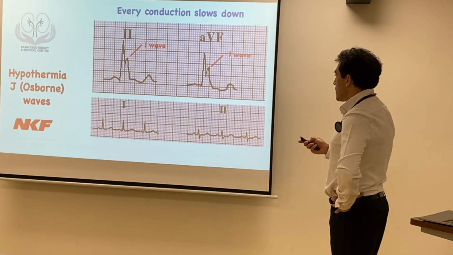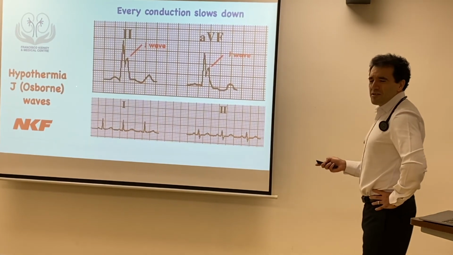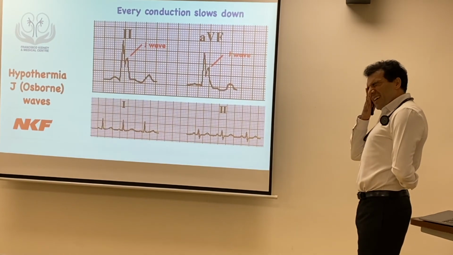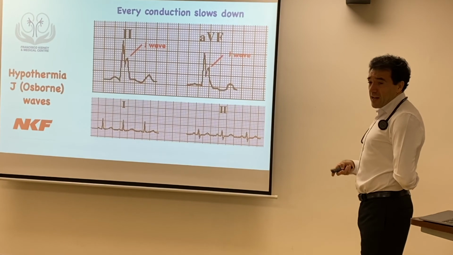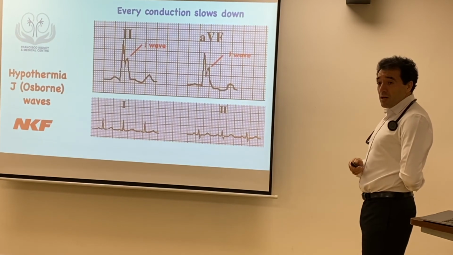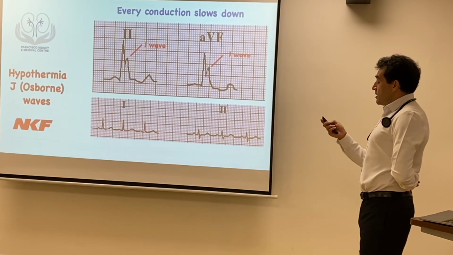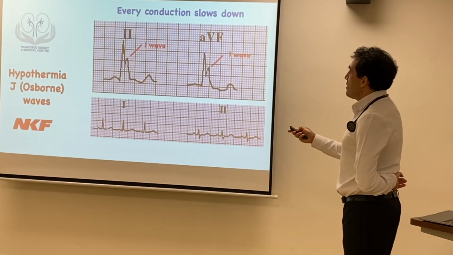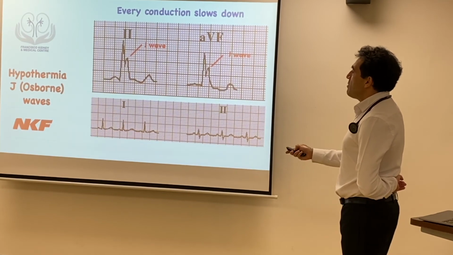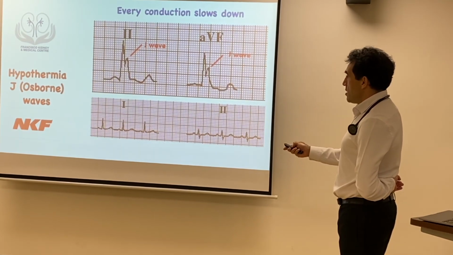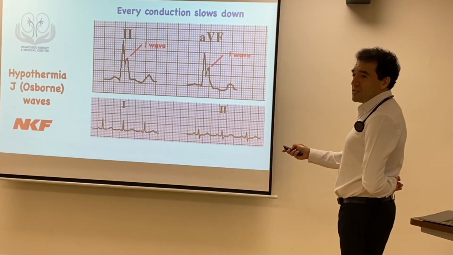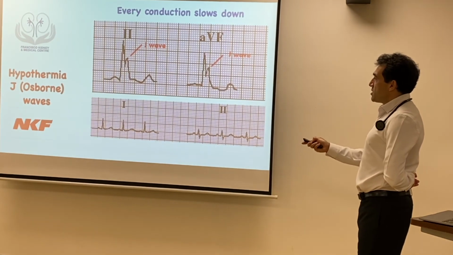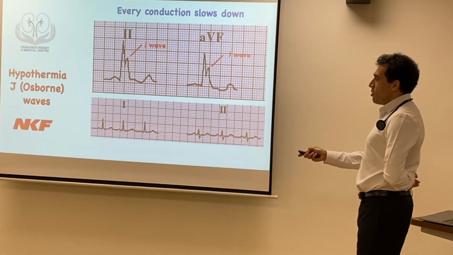Hypothermia. Typically you won't see this; it's very difficult to see a hypothermic patient at that center. But you can see it in an emergency, say an old lady that fell at home and was overnight on the floor. With the low temperature, every conduction in the heart is slowed down, so everything takes longer, and there is this funny wave here, so the conduction is a bit funny too. This wave is called a J wave or Osborne wave.